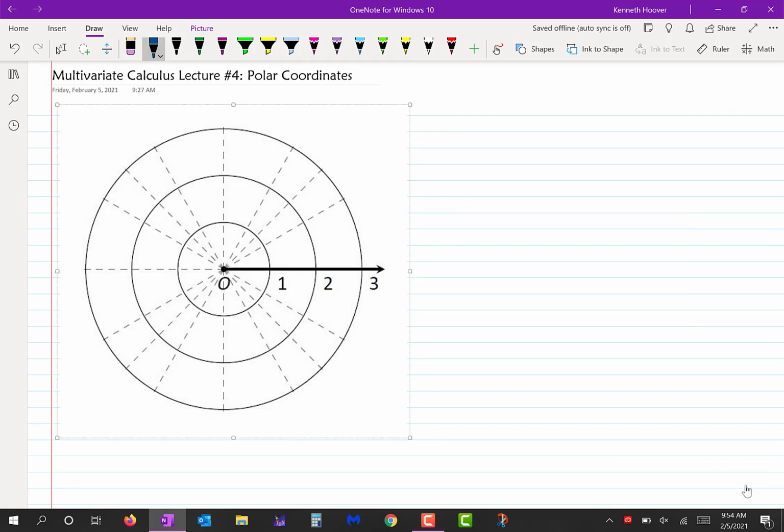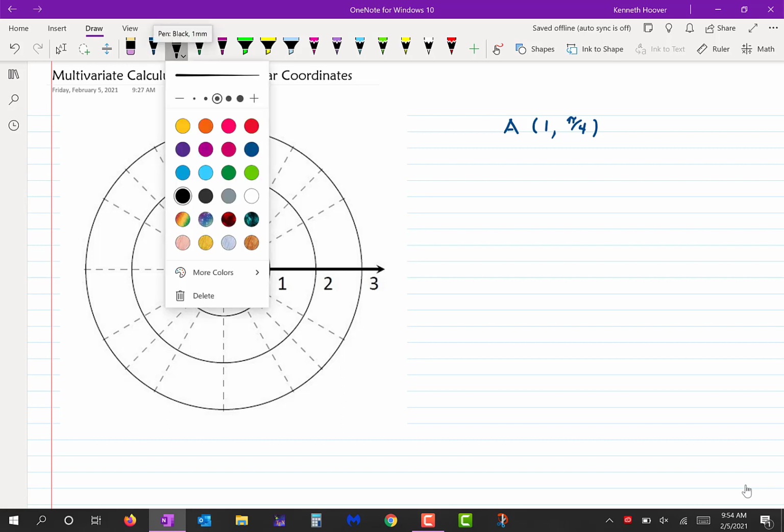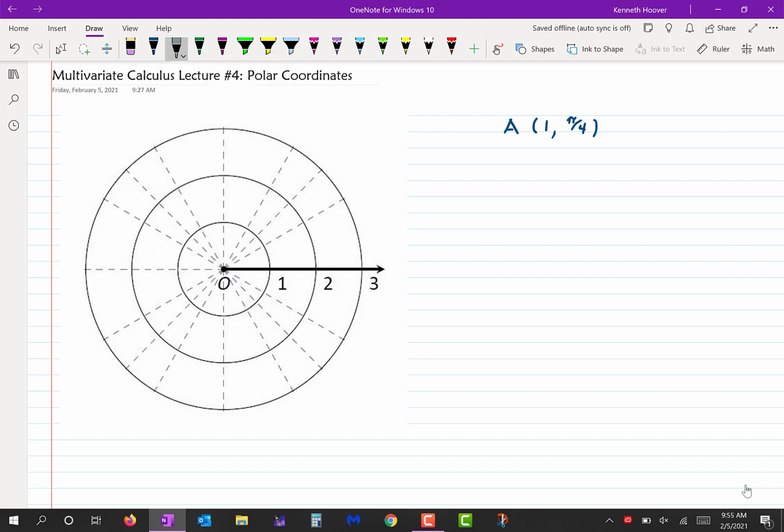Let's plot the point 1, comma, pi over 4, and let's call that point A. Now, remember that the first coordinate is the radial coordinate, and the second coordinate is the angular coordinate. You've got to keep that straight. Just like in Cartesian coordinates, the first coordinate is always the x coordinate and the second coordinate is always the y coordinate.